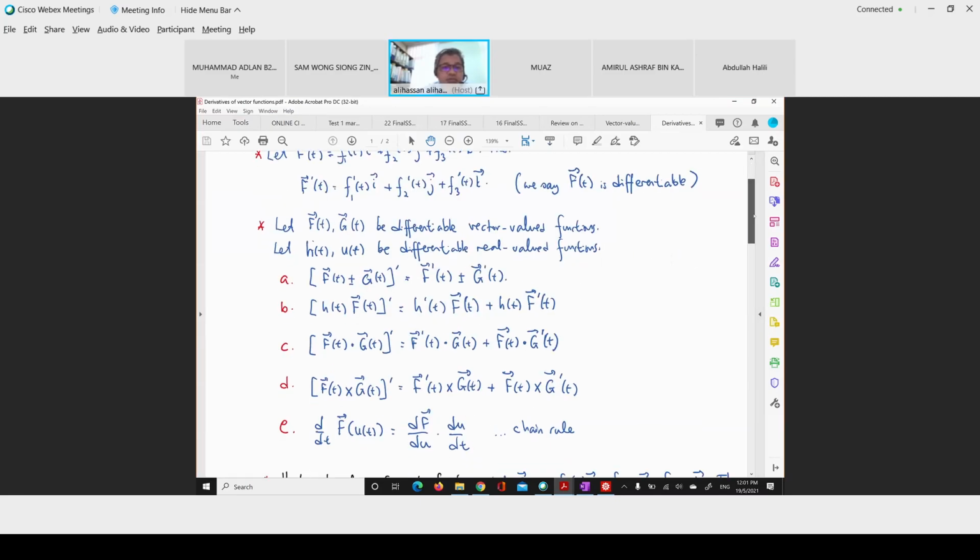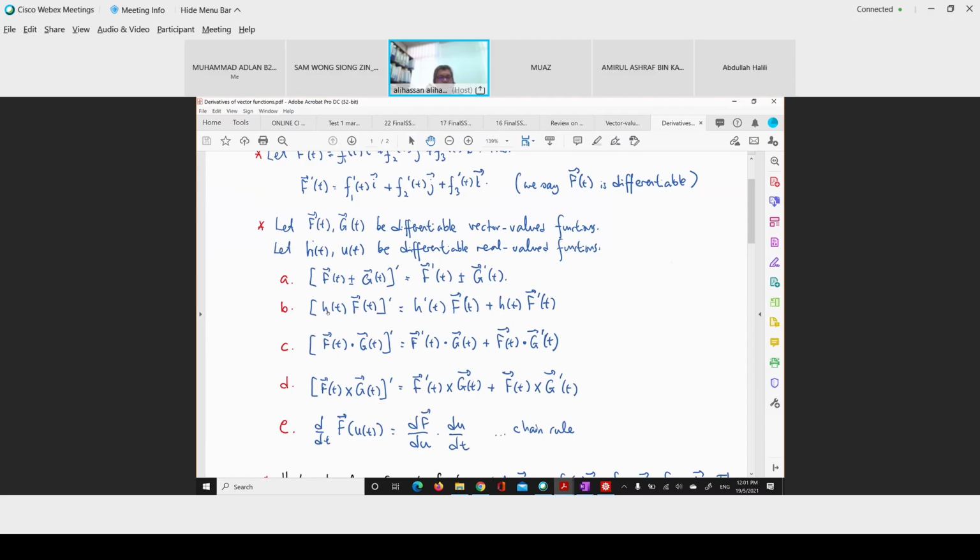So what is listed here are some product rules, or some rules of derivatives, involving vector valued functions. Part A shows that the derivative of a sum is the sum of the derivatives of vector valued functions.